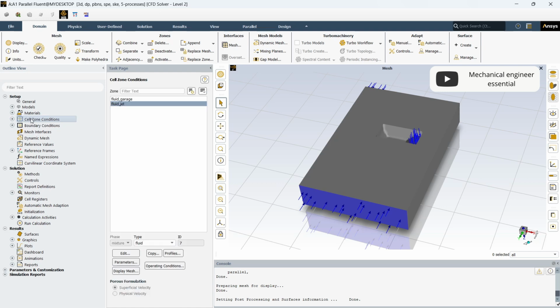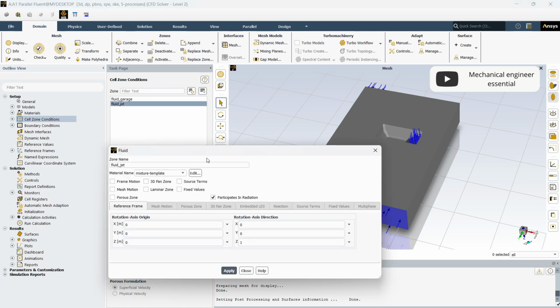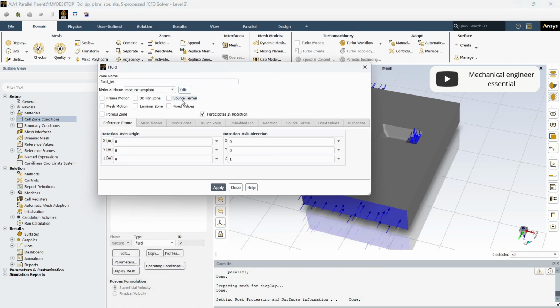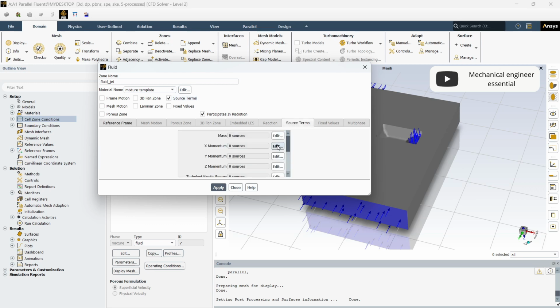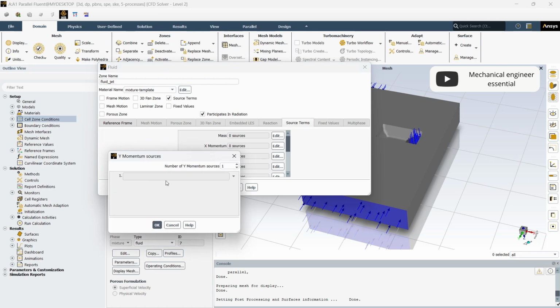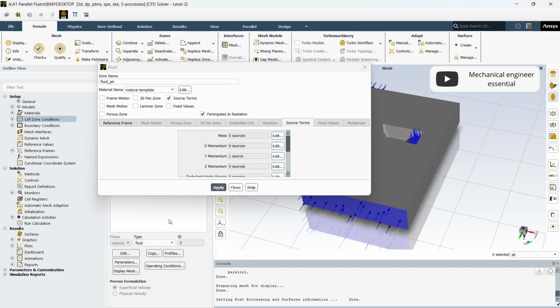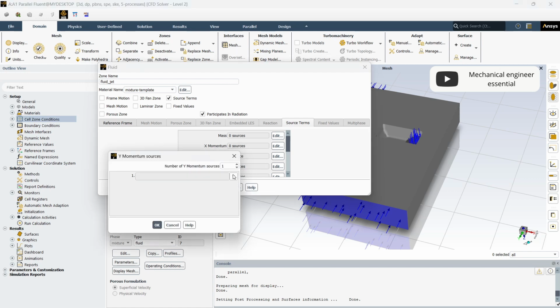From the list of zones, double-click on Fluid_jet. This is the region where we simulate the upward gas jet from the engine fire. Check the box to activate Source Terms. Go to the Source Terms tab, and click Edit for Y momentum. Add one source, select constant, and enter a value of -80 N/m³. The negative sign means the force is acting upward in the Fluent y-axis system. Click OK in both panels to apply the changes.